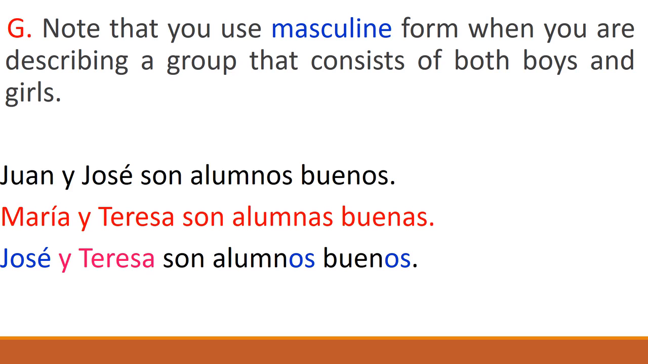Now, note that you're going to be using the masculine form when you're describing a group that consists of boys and girls. And that is the last example that I have for you. José, it's a muchacho. Teresa, it's a muchacha. So in this case, we're all going to be using those masculine adjectives and nouns. José y Teresa son alumnos buenos. Only when it's a mixed group. Remember that. If it's a group of only boys, everything's going to be masculino. If it's a group of only girls, everything is going to be femenino. If it's a group of male and female, masculino y femenino, you'll have to use the masculine form to do those descriptions.